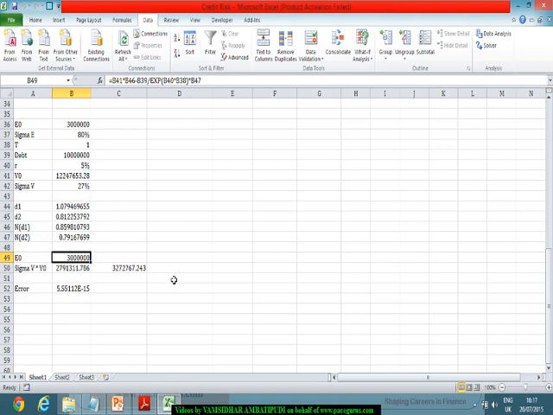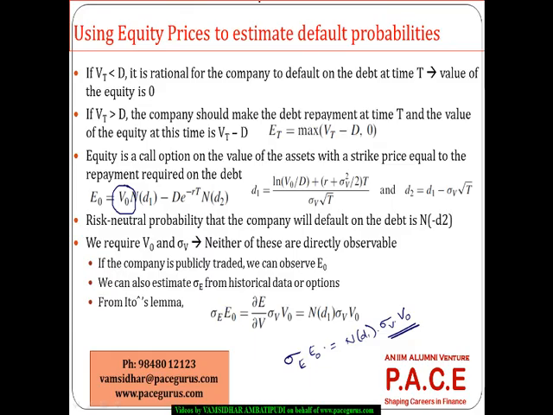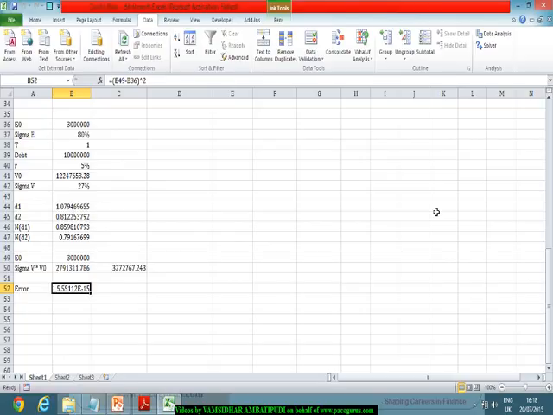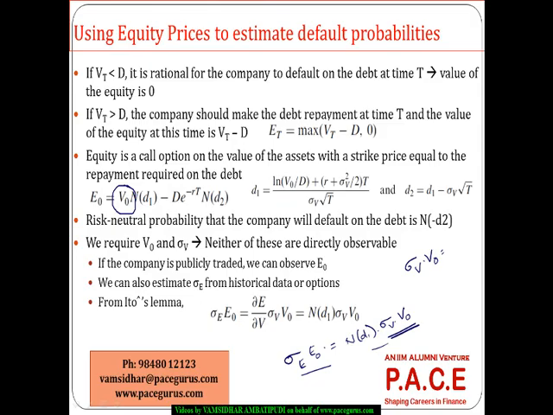So E naught is matching here by changing V naught. But when I am taking this as the V naught, I have to change the sigma again so that these two numbers match. But here this is not occurring. So if I try simplifying, or if we are looking at theoretically solving, sigma V times V naught is equal to sigma E times E naught by ND1. So from here I should be able to find out my V naught.